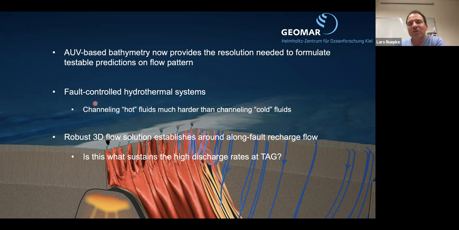For these fault controlled systems, I think channeling hot fluids is really hard from the modeling perspective. Maybe that happens, but I've also seen from some of the other groups, there's fluid inclusion data, there are more data sets that show that maybe this pure hot upwelling along the detachments is probably not how these systems work. Yes? And for us, we get very robust 3D solutions, high discharge rate, high temperatures, and we pool the heat along the segment if we set it up in the way that we have a driving heat source below and the recharge is along the detachment fault plane.